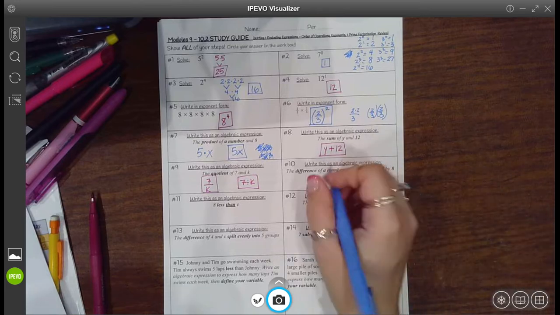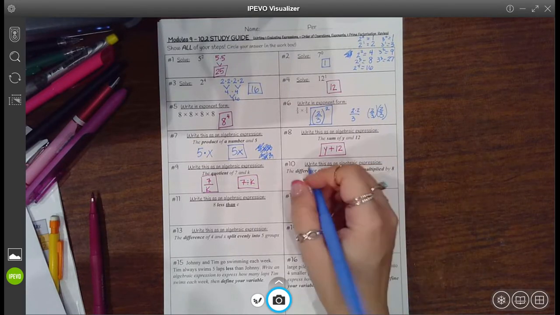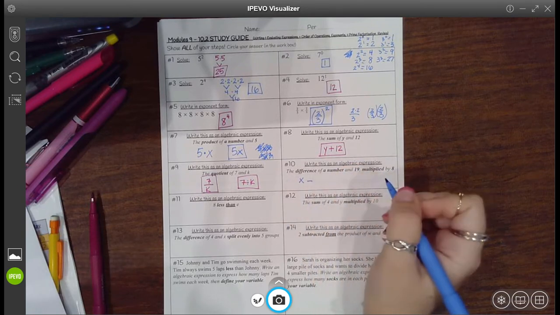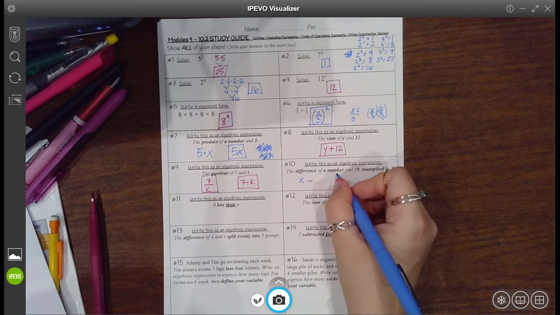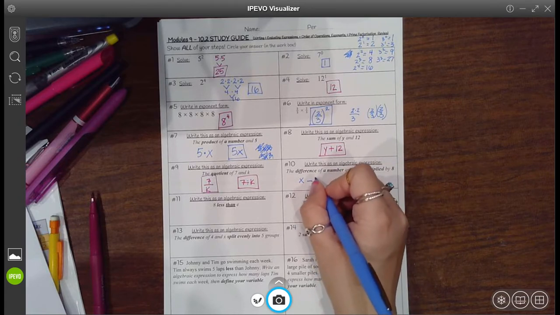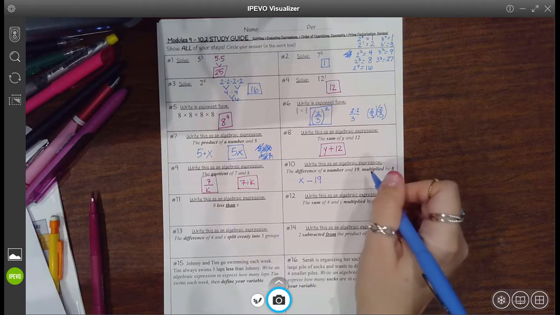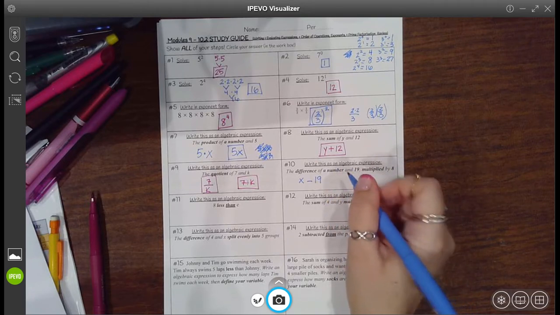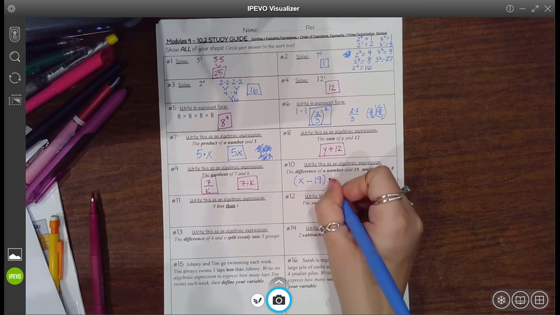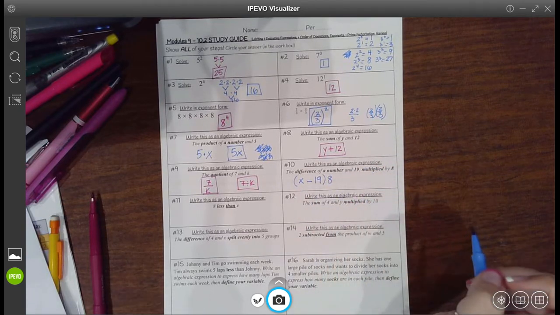The next one says the difference, so subtracting, of a number. We don't know what that number is, so I'm going to use an X, but you could use any letter because it didn't specify what letter to use. And 19, so after the minus sign comes the 19, multiplied by 8. So that means it's this whole thing multiplied by 8. So let's put that whole thing in parentheses because it's that whole difference multiplied by 8.